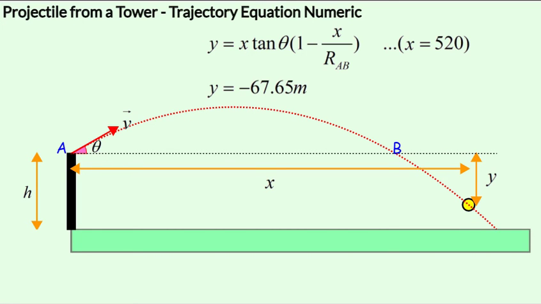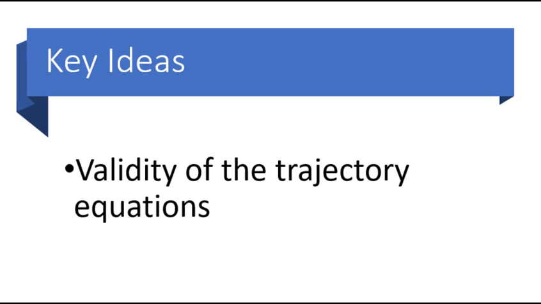So we can safely apply the trajectory equations for the launch of a projectile from the top of a tower. These equations are valid if the launch is from the ground or it's from a tower. The trajectory equations are valid when the projectile is launched from a tower. These trajectory equations are valid throughout the flight of the projectile, right from the launch point to the landing point.